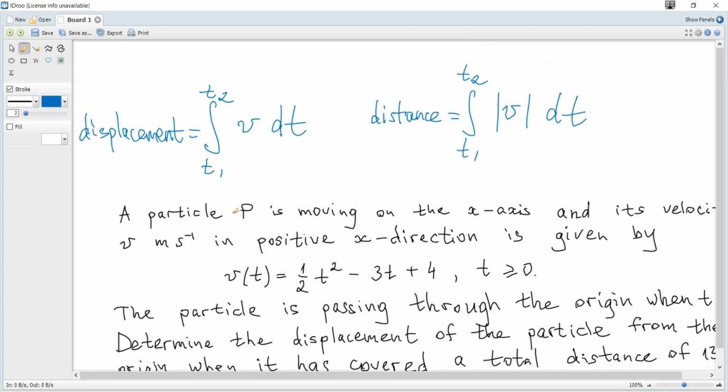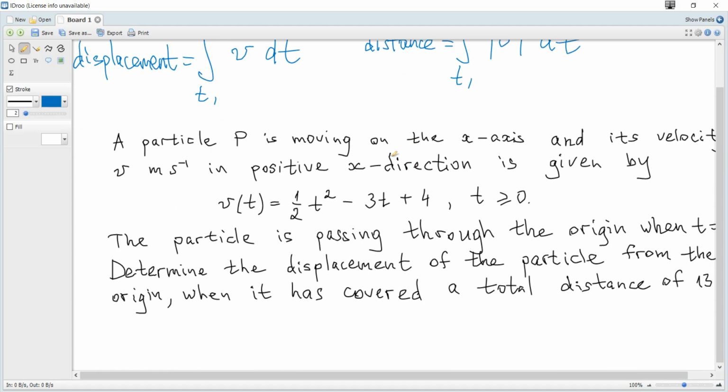And using integration, displacement from t1 to t2 is the integral of velocity dt, and distance from t1 to t2 is the integral of the absolute value of velocity dt.